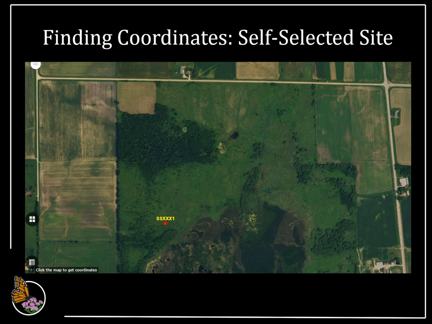It will then say, click the map to get coordinates on the lower left. Then click on your point to get the coordinate location. The coordinates for your point are now shown in the lower left. Record this on your site description form and/or enter and save it directly into your mapping application using the following instructions.